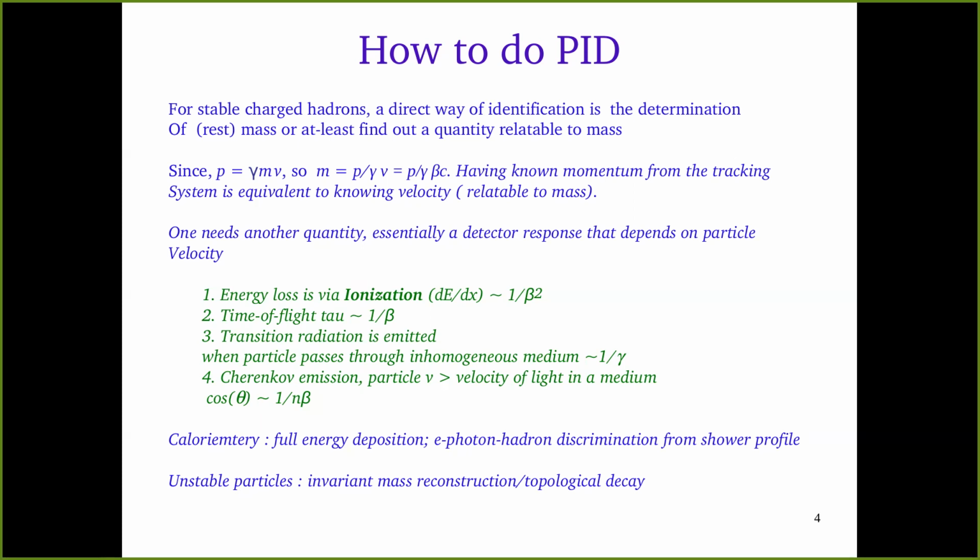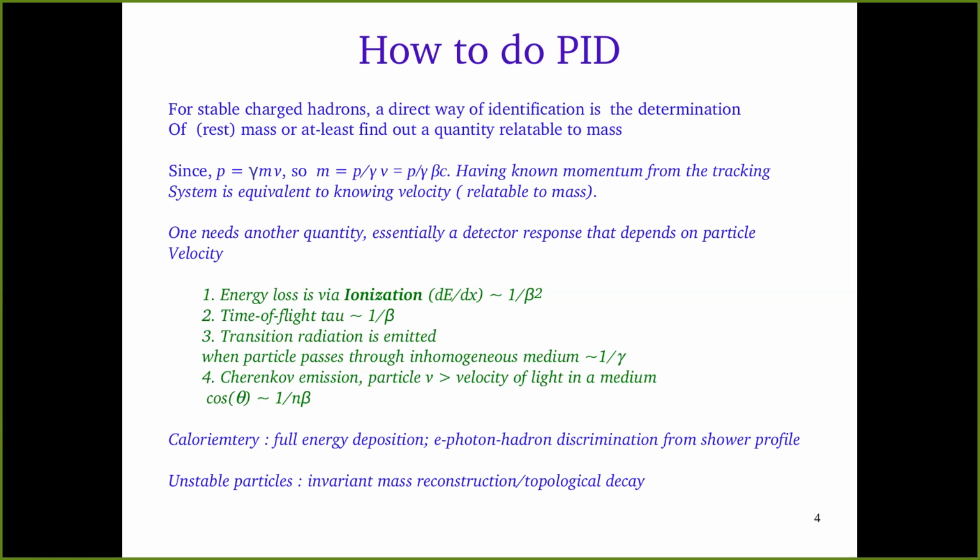And the next that is used for the PID is the calorimetry. And I think previously Sanjeev has introduced that when you use the calorimeter, you deposit the entire energy the particle has. So these calorimeters are basically used for electron, photon, and hadron discrimination based on their shower profile.